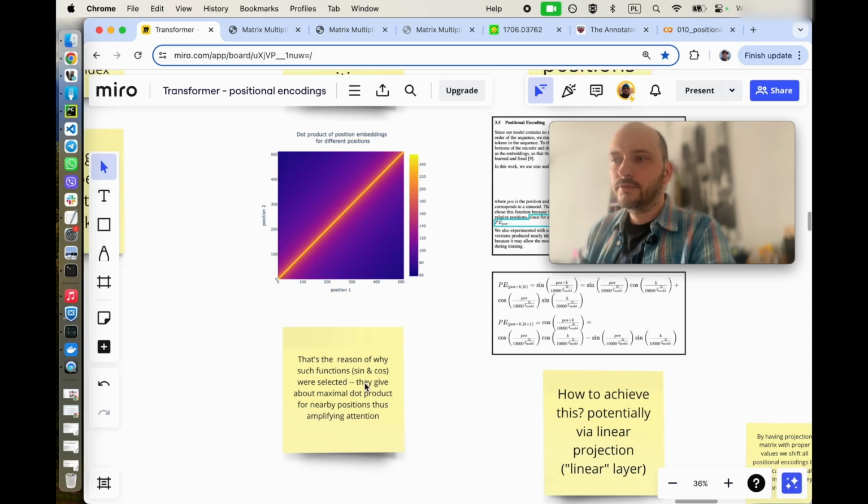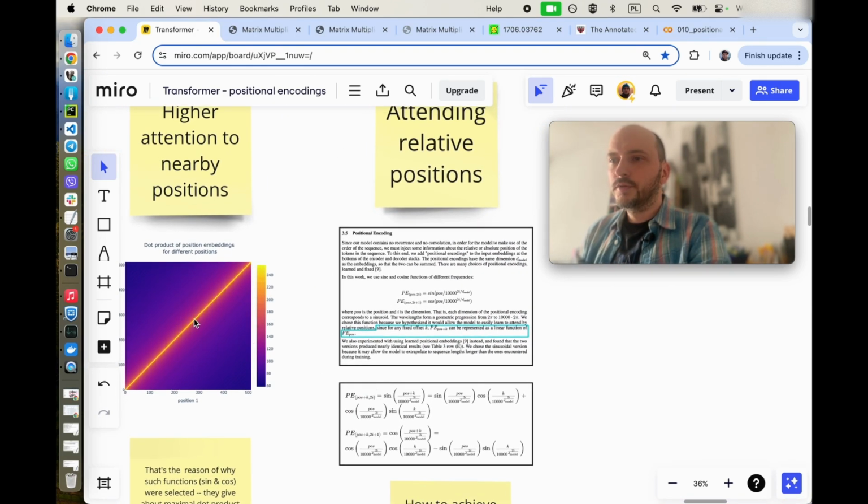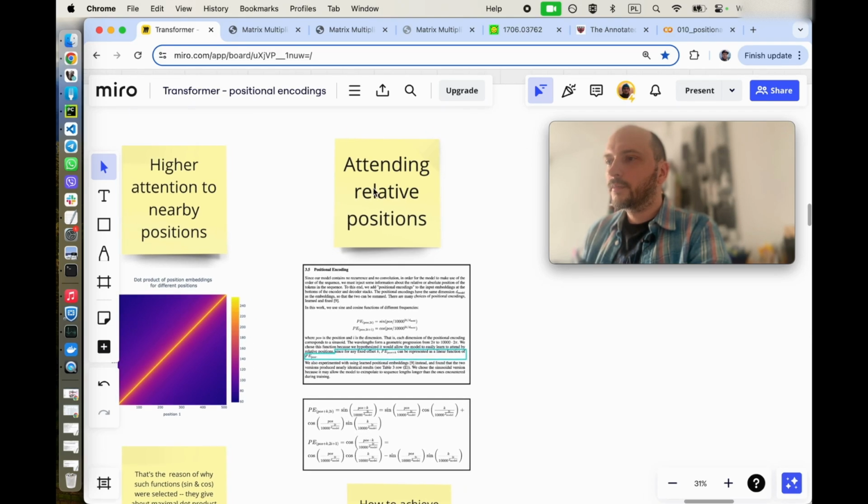And actually, that's the reason why sine and cosine were selected. There might be other formulas, but sine and cosine basically change gradually, and they have this frequencies thing, and that's why they naturally result in the dot product being higher for nearby positions. And we will look deeper into this mechanism on the next frame.